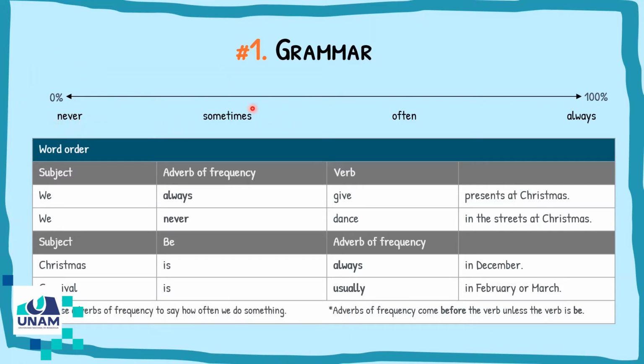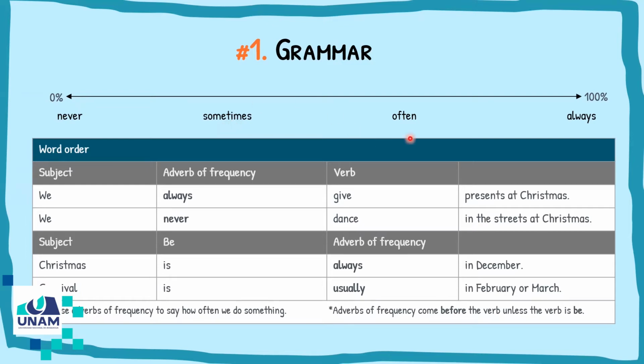Then we have sometimes, which is like 30% probability of doing an activity. For example, sometimes I walk to work. Sometimes I walk to work. Maybe 3 days I walk to work, and the other days I take the bus, or maybe one day I take the train. Yeah, it's something like that.